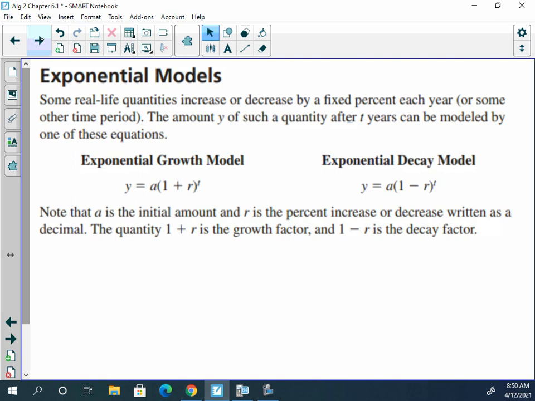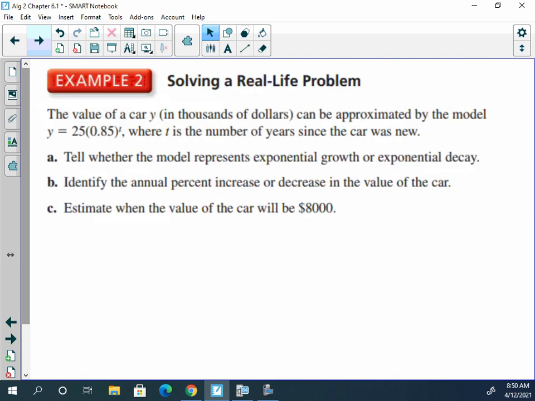Now we can expand the model to this here. As you see, y equals a times 1 plus r to the t, and y equals a times 1 minus r to the t for exponential growth and exponential decay, depending on a rate. And these are used for more real-life situations. The value of a car, y in dollars, can be approximated by y equals 25 times 0.85 to the t, where t is the number of years since the car was new. Tell whether this model represents exponential growth or exponential decay.